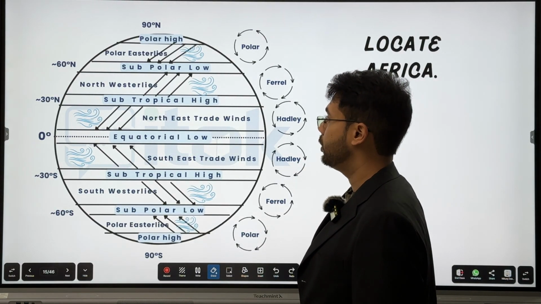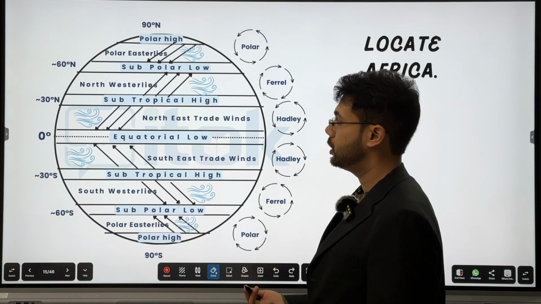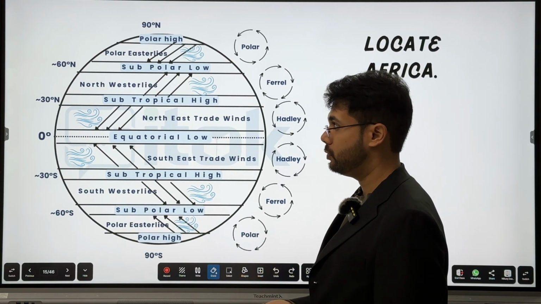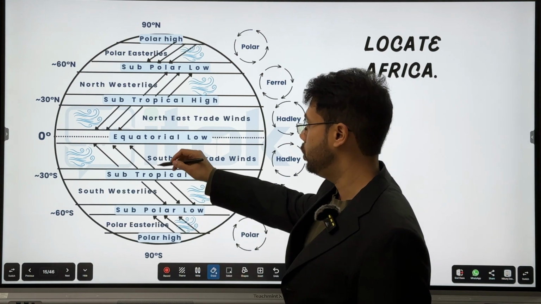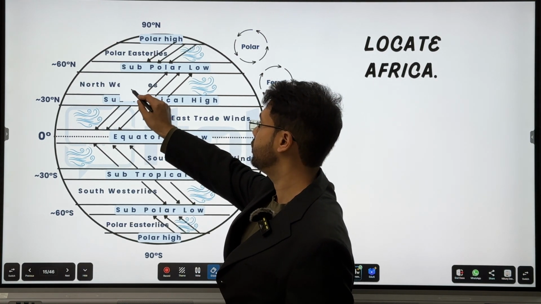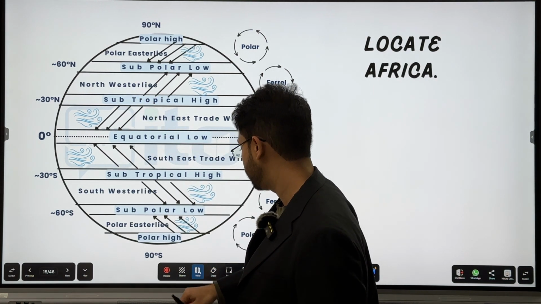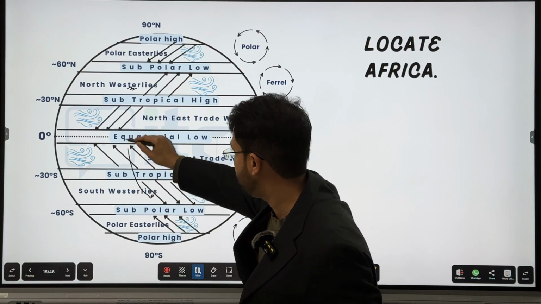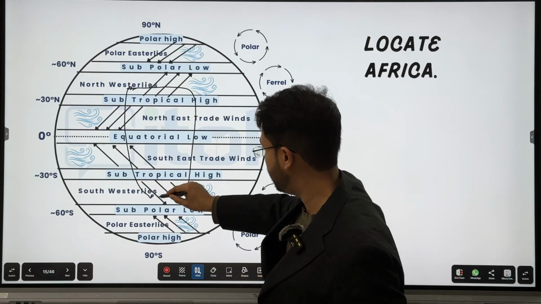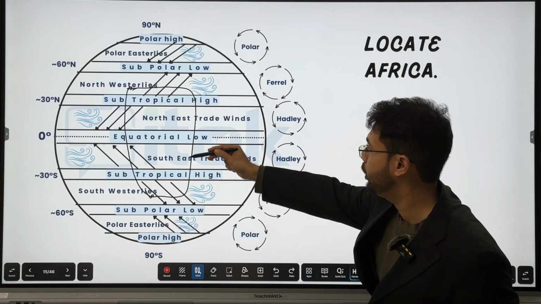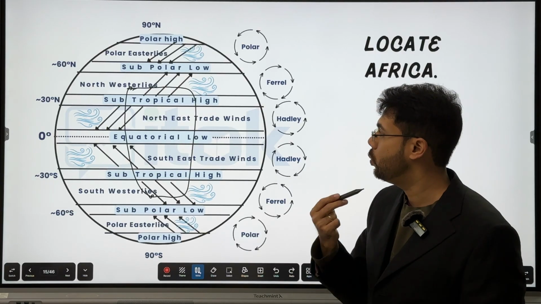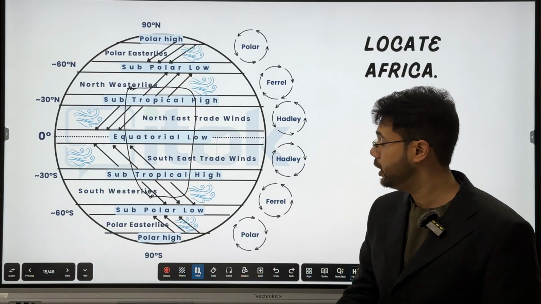So, where will Africa be? We know that Africa does not have a British or Western European type of climate. So we know that the northern end of Africa will be somewhere here. The southern end will also be somewhere here. So Africa will be lying around these. So subtropical high, equatorial low, subtropical high is forming. That means deserts form a very important part of the African continent.